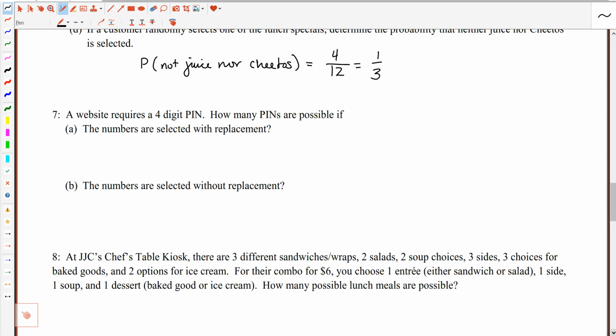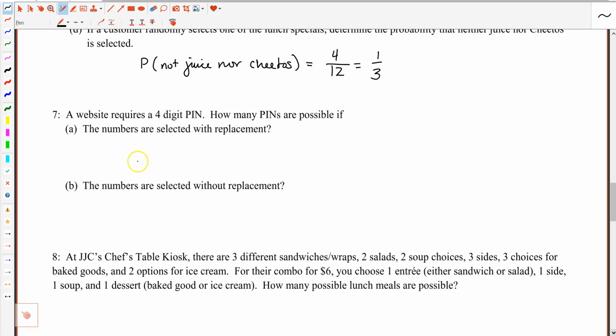So let's take a look at using the fundamental counting principle and answering some other questions about counting. Now these ones aren't necessarily going to require us to draw a tree, but you're more than welcome to if it helps you visualize it. So in this next example, it says a website requires a 4-digit PIN. How many pins are possible if the numbers are selected with replacement?